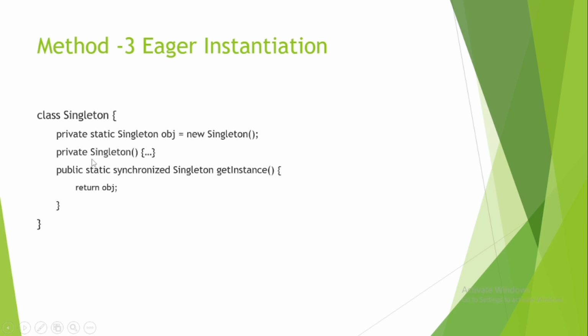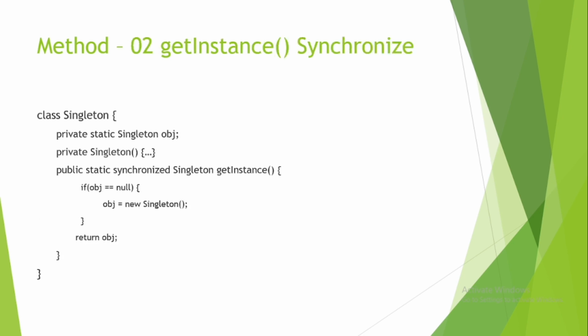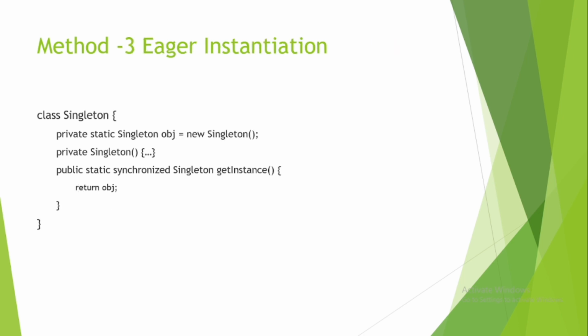So this is the private static synchronized Singleton getInstance. Here again I have made this synchronized. So whenever I call this, at that time I will get the same object, which is the eagerly initiated new Singleton. When you have no problem with eager instantiation, you can follow this approach. So the first and second approaches follow the lazy loading principle, but the third approach follows the eager loading principle.